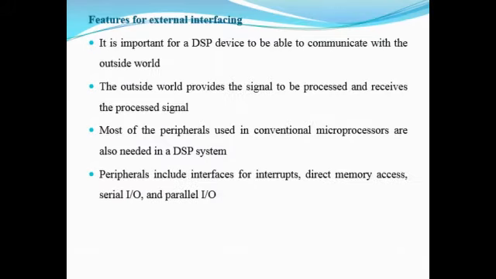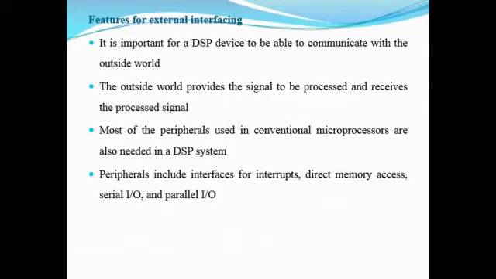Now, the features of external interfacing. It is just the interfacing concept that we are going to use. For example, we have some peripherals, and these peripherals are to be connected to a DSP device, and some input from the DSP device is to be fed to these peripherals. For example, some analog signals are to be processed by a DSP device, and it has to be communicated to the outside or external world. So it is a device which is able to communicate with the outside world. The outside world provides a signal to be processed and receives this processed signal.